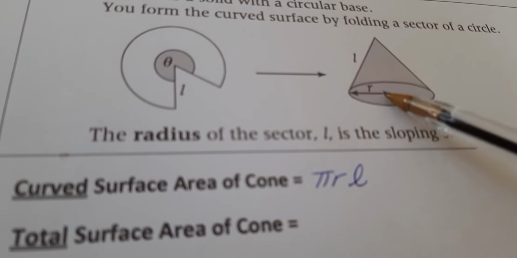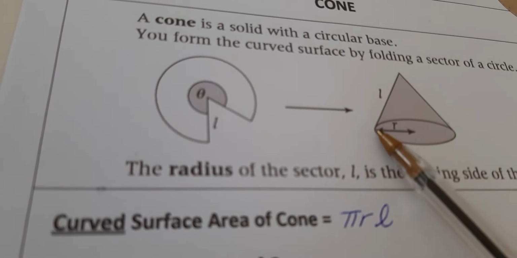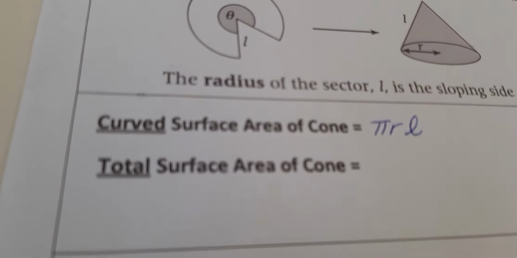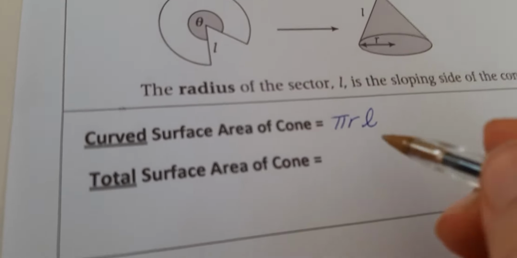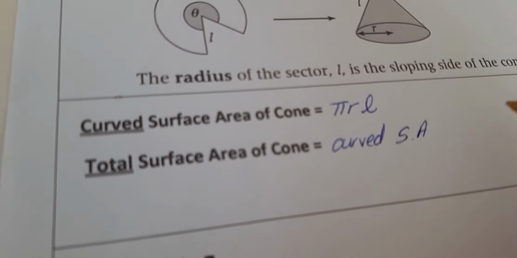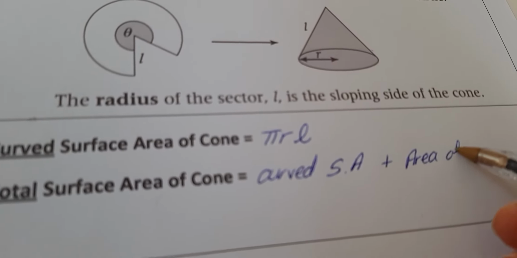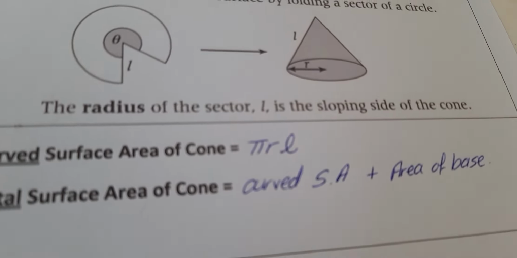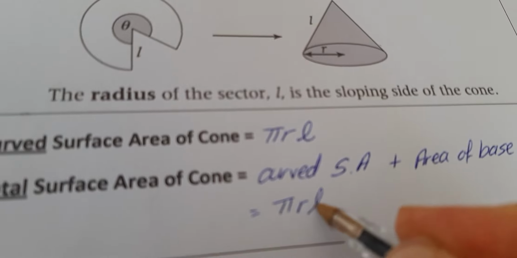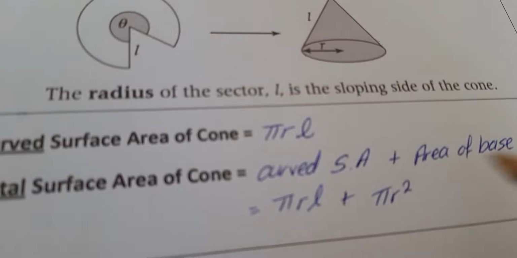Pi times the radius times the slant height. The radius is at the base here where the circle is. So we're not talking about the radius of this. When we say radius, we mean the radius at the base. The total surface area of the cone must be the curved surface area plus the area of the base, which is a circle. Yes? The curved surface area we've just said is pi r L plus the area of a circle, pi r squared.